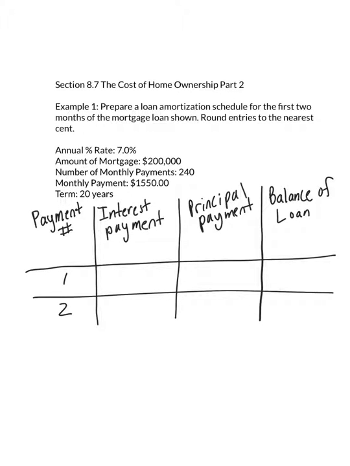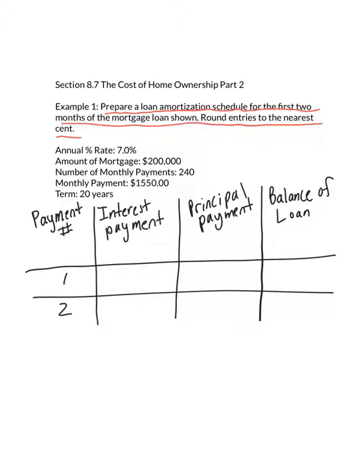This is section 8.7, the cost of home ownership, part 2. Example 1 says to prepare a loan amortization schedule for the first 2 months of the mortgage loan shown. Round entries to the nearest cent.